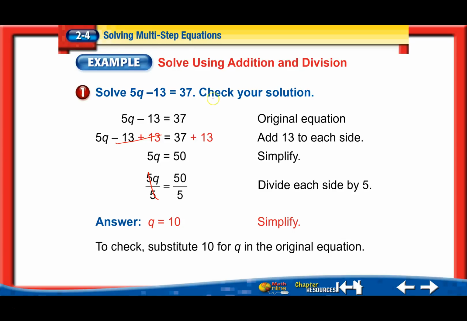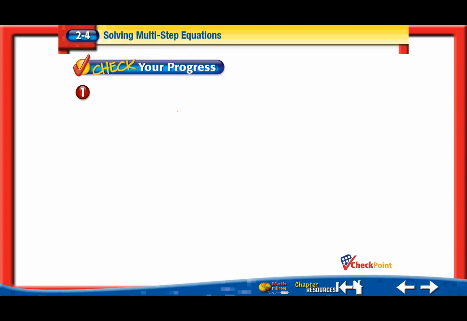And check. If it says check in your homework, you do have to check to get full credit. So I would take 10 and put it back in here. I would go 10 times 5 is 50. Minus 13 comes out to 37. 37 equals 37. Check, it works. Pause the video, give it a shot.